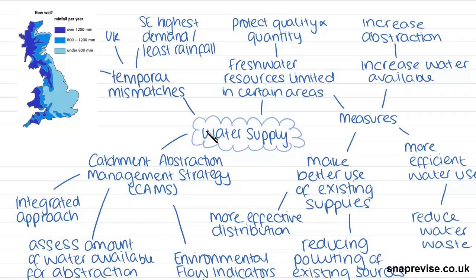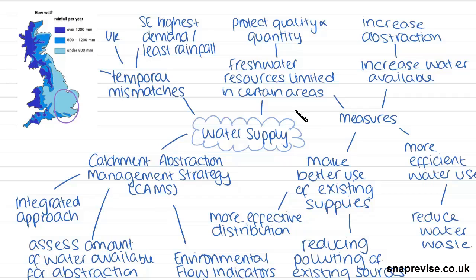And this is because water supply and demand is prone to spatial and temporal mismatches. So for example, if we take the UK as an example, the greatest demand for water in the UK is down here in the southeast. But as we can see on this map, the place that receives the most rainfall is actually the western coast. So this shows us that there is a mismatch between demand and supply, even just in the UK.